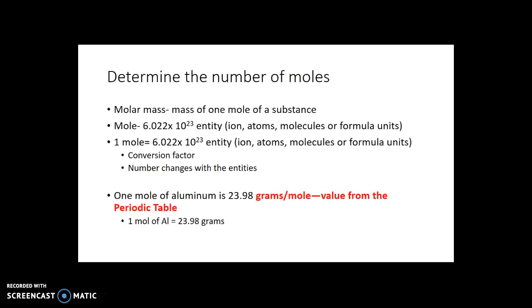Okay, the first thing we're going to talk about, and we haven't, is molar mass. To determine the number of moles of something, we have to know the molar mass, and that's the mass of 1 mole of the substance. You're probably like, well, wait a minute, what is a mole? A mole is this 6.022 times 10 to the 23rd entity, and that can be an ion, an atom, a molecule, a formula unit. It can be all kinds of different things.